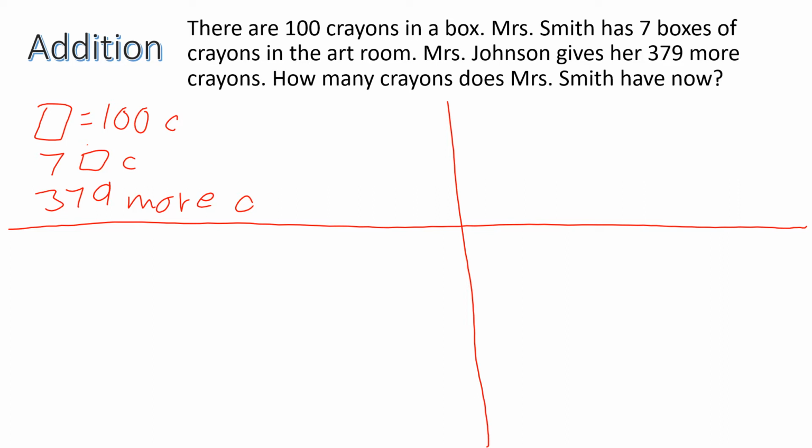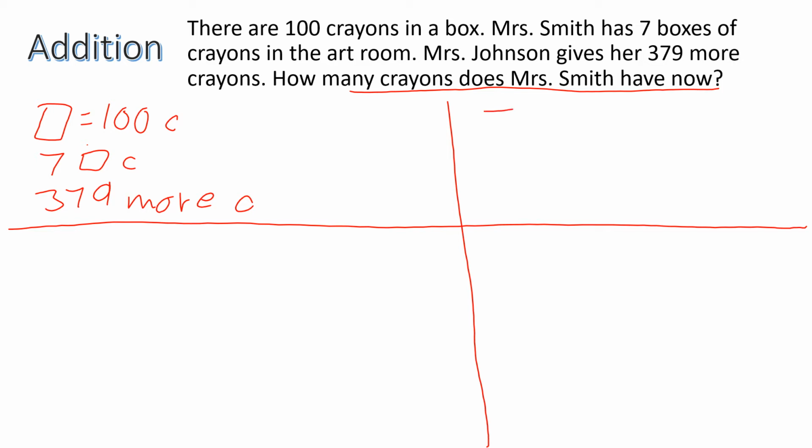So now that I've made my mental picture and jotted down some important information: there are 100 crayons in a box. Mrs. Smith has 7 boxes of crayons in the art room. Mrs. Johnson gives her 379 more crayons. How many crayons does Mrs. Smith have now? So I know it's asking how many she has now, so I'm going to need to be adding those 7 boxes of crayons with the 379. But first I need to know how many crayons.